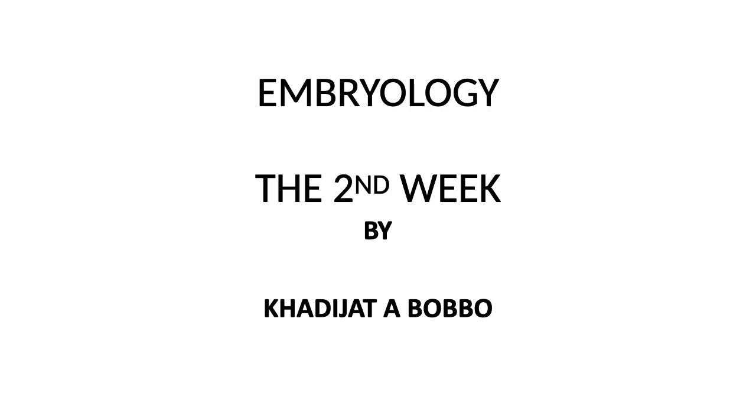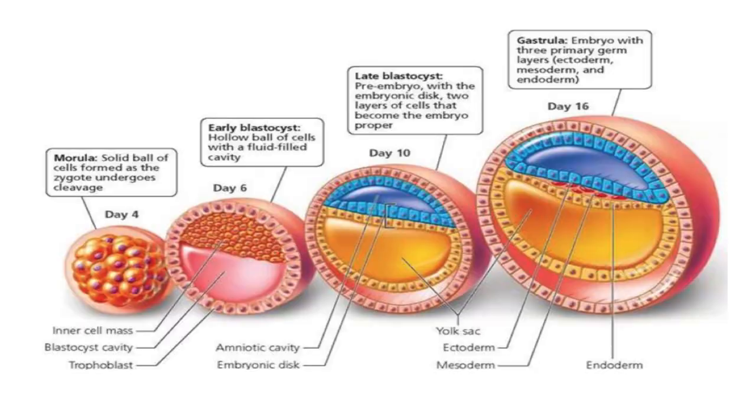We're going to be talking about the second week. Basically, what is happening here is day 4 all the way to the 16th day, and you can actually see the progression of the size of the embryo from the morula stage at day 4 all the way to day 16. So today we'll be talking about basically the second week, which is day 7 to day 14.